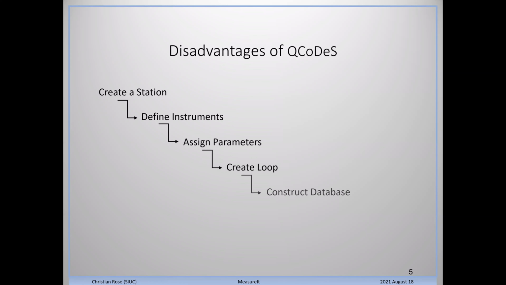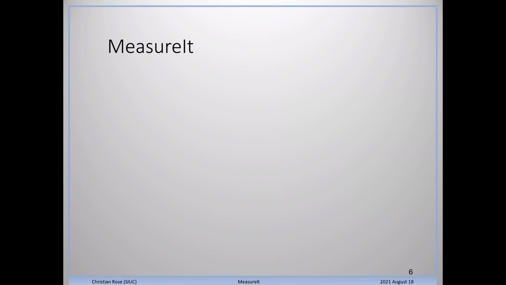Users must learn to use QCoDES syntax to create a station with the necessary equipment defined, assign the desired parameters, create a loop to sweep through values and obtain data, format a database to organize the log data, and generate plots for data analysis using a separate Python library. To simplify this process, the software called MeasureIt has been created at the University of Washington.